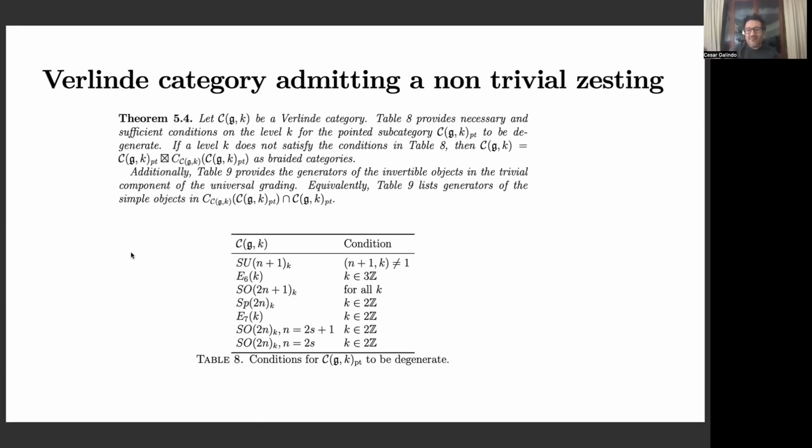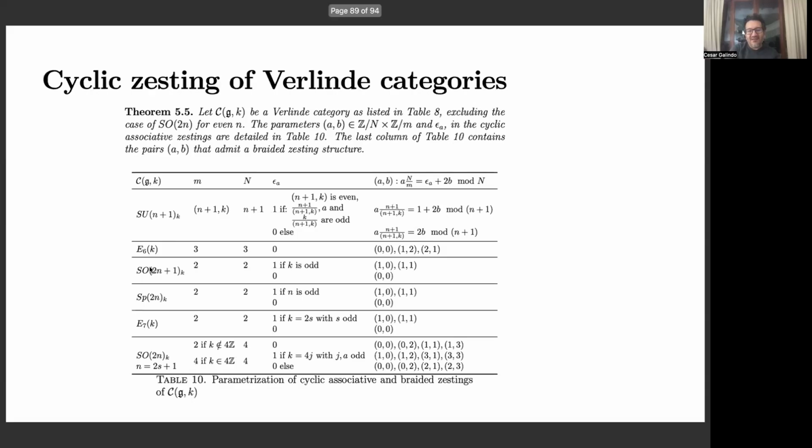So what are the results, in the last minutes? The results are that we can produce, let's say, some conditions on the level of the modular category, of the Verlinde category, in order to be sure that there exists braided zesting. This is kind of technical. I don't want to enter into details, but there are some conditions. If these conditions are not satisfied, then we know for sure that we cannot do anything in order to produce an interesting example of braided zesting.